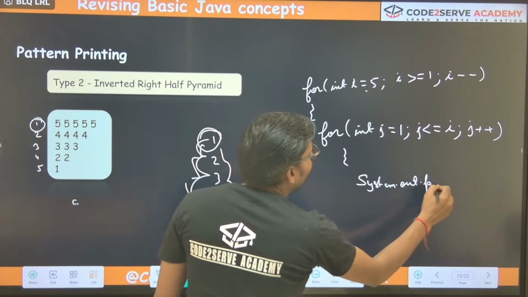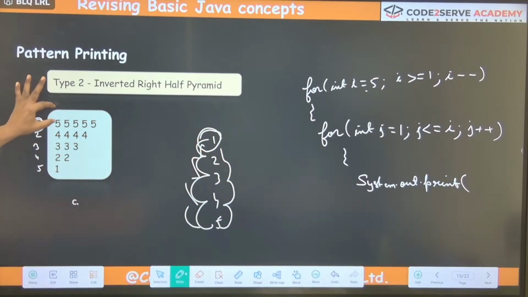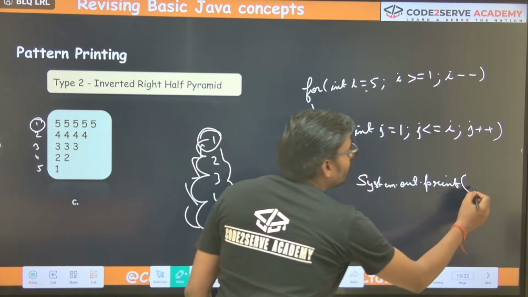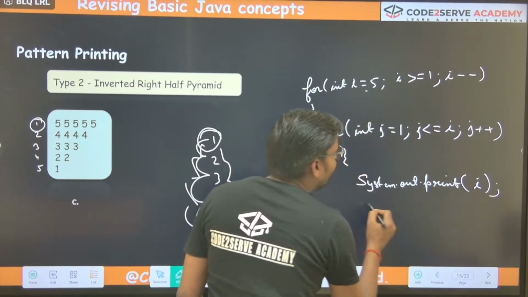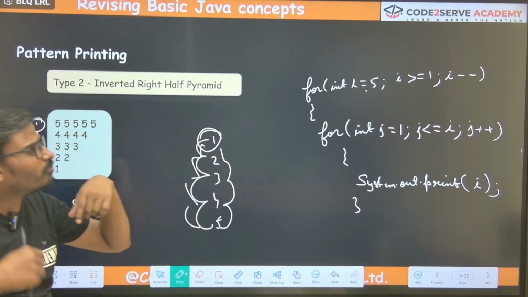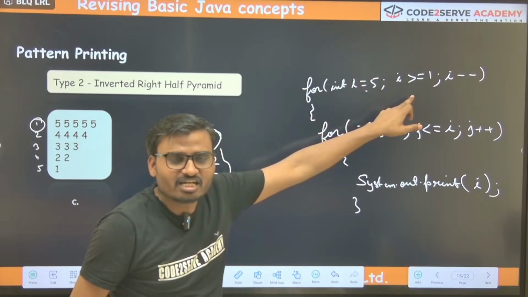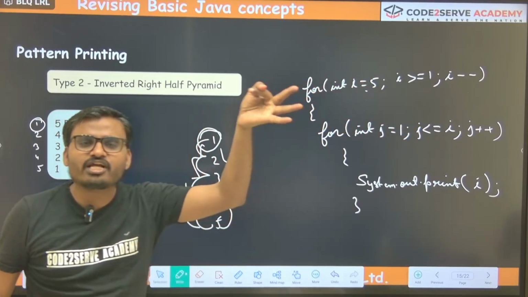All right. So here we'll write System.out.print, and what do we need to print? We need to print the row number, that is 5. Row is controlled by i. So here we will print i. You try to dry run in your brain. You will see I'm starting from 5, and going until 1. That means 5, 4, 3, 2, 1.